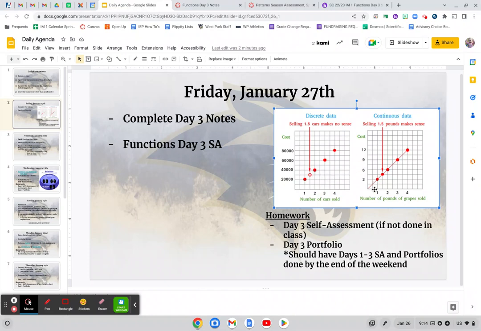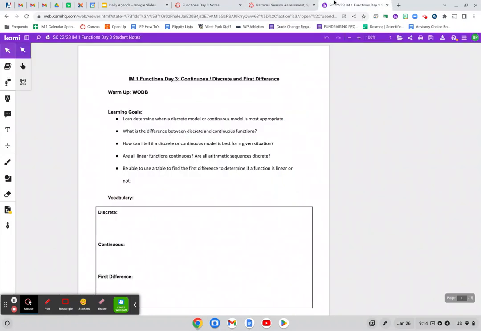But if you look at the number of pounds of grapes sold, I know that's totally random, but number of pounds of grapes sold, you could potentially have something between 1 and 2 pounds. You could have 1.5 pounds. You could have 1.6, 1.7, 1.8, 2, 3 pounds, right? So that would be continuous. There is actually something between 1 and 2. So when we go back here, just looking at what continuous and discrete means graphically, that should help.